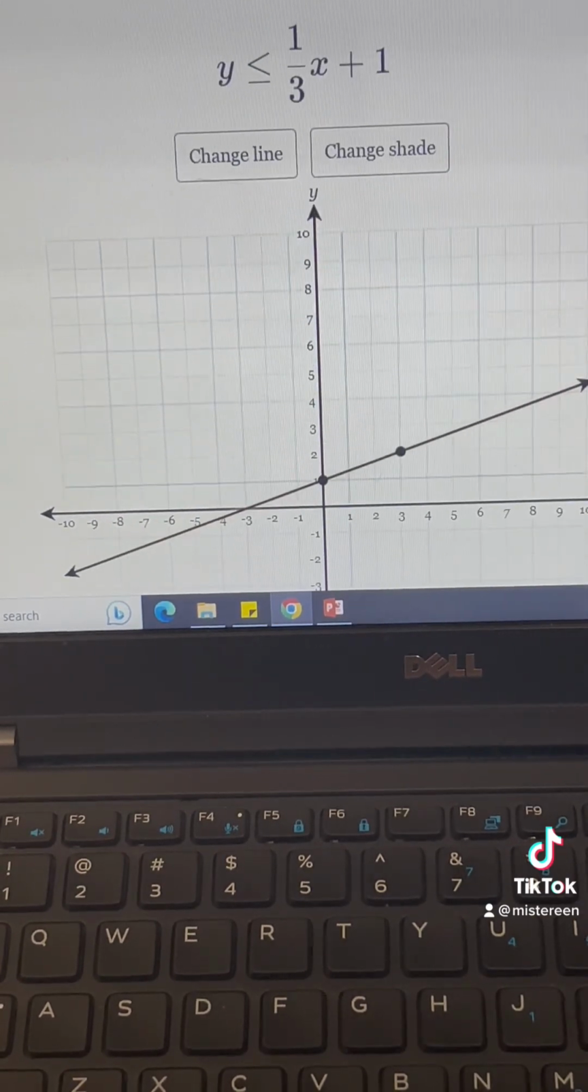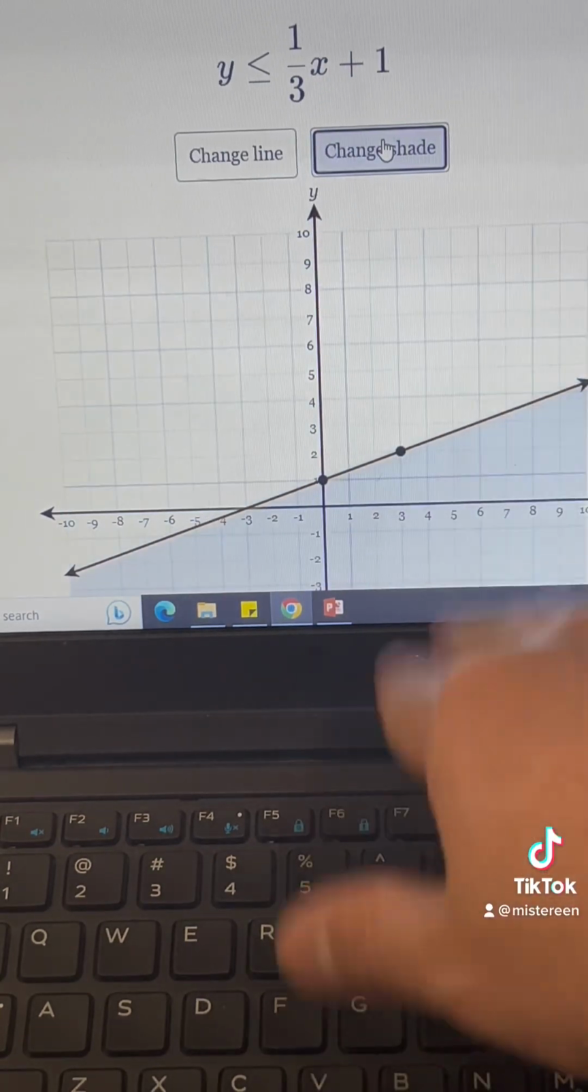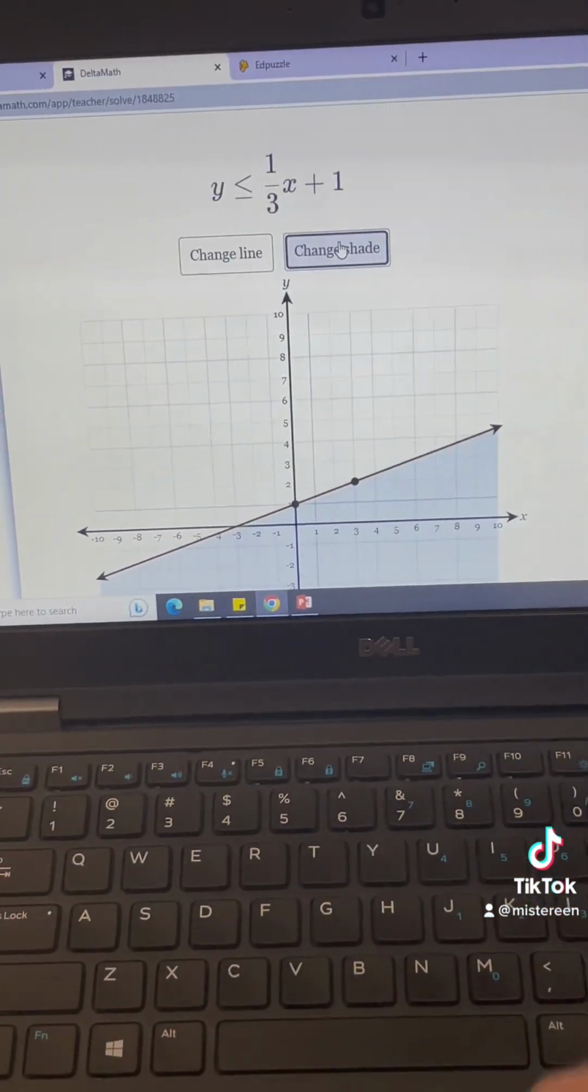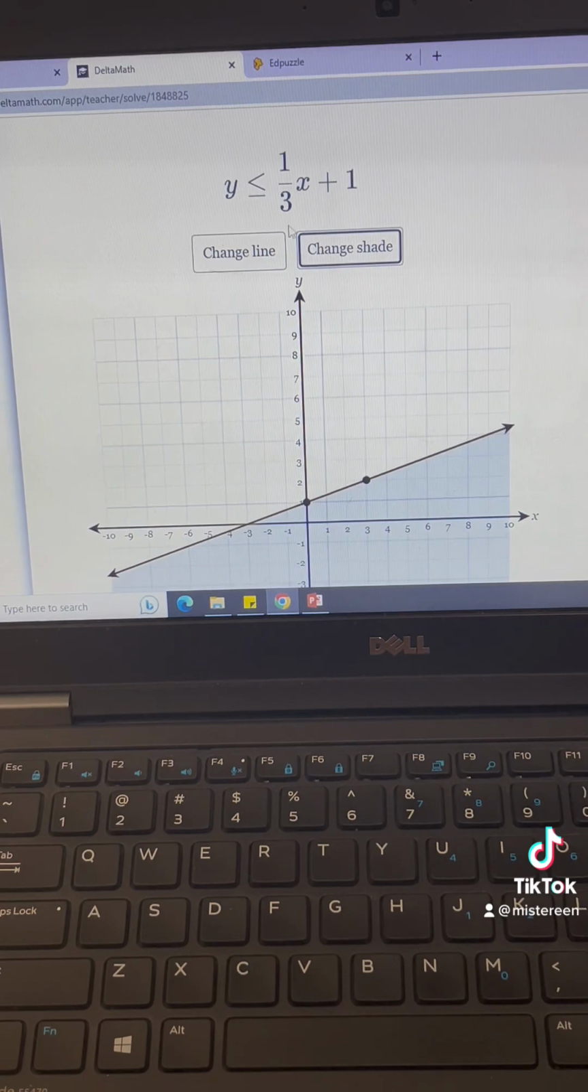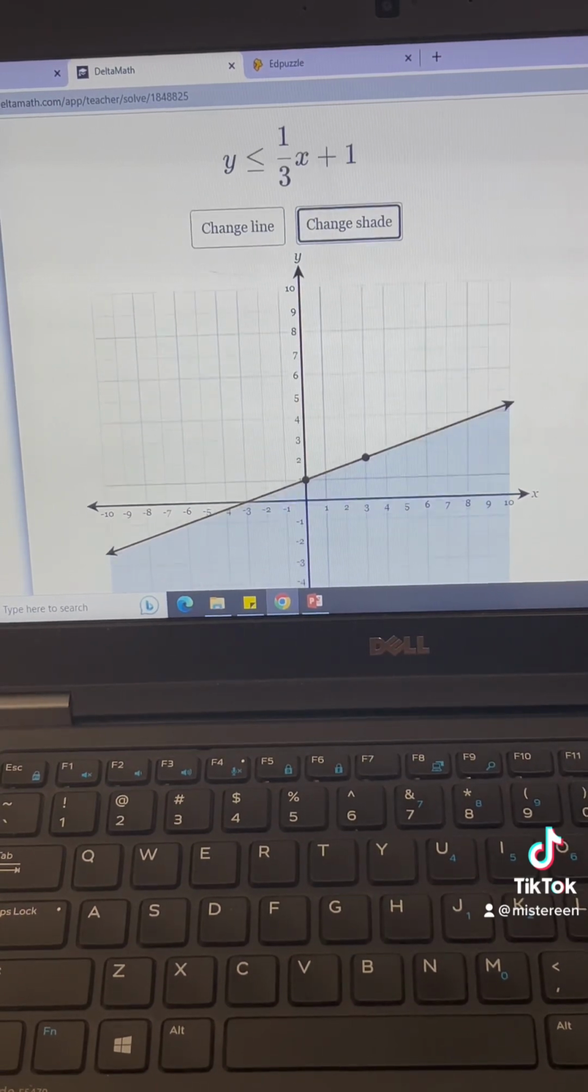You have to decide if this is a solid or a dotted line. From the guide that we have, less than or equal to is a solid line. After the line, we decide the shading. Is it above, or is it below? Look at the symbol. It's less than or equal to. Based on the guide, it must be below the line. So that will be the graph.